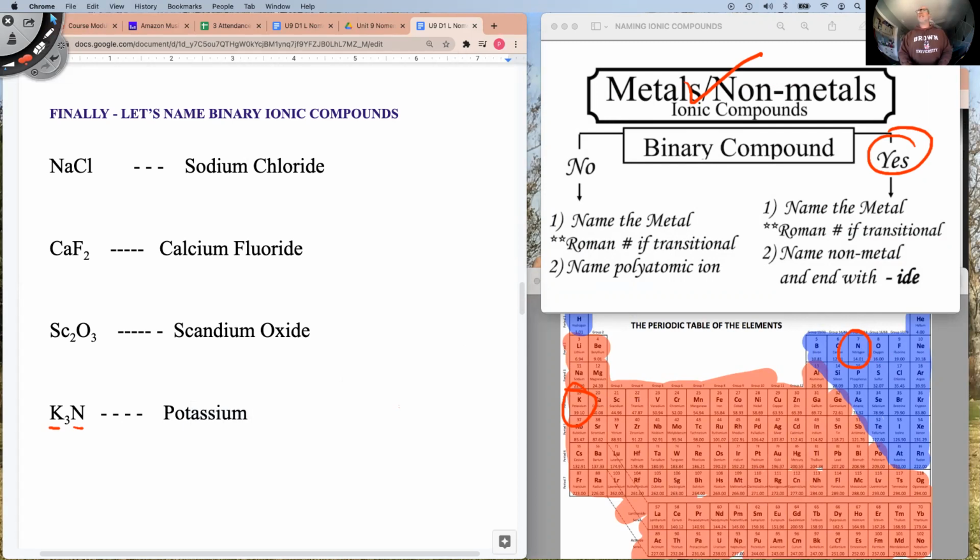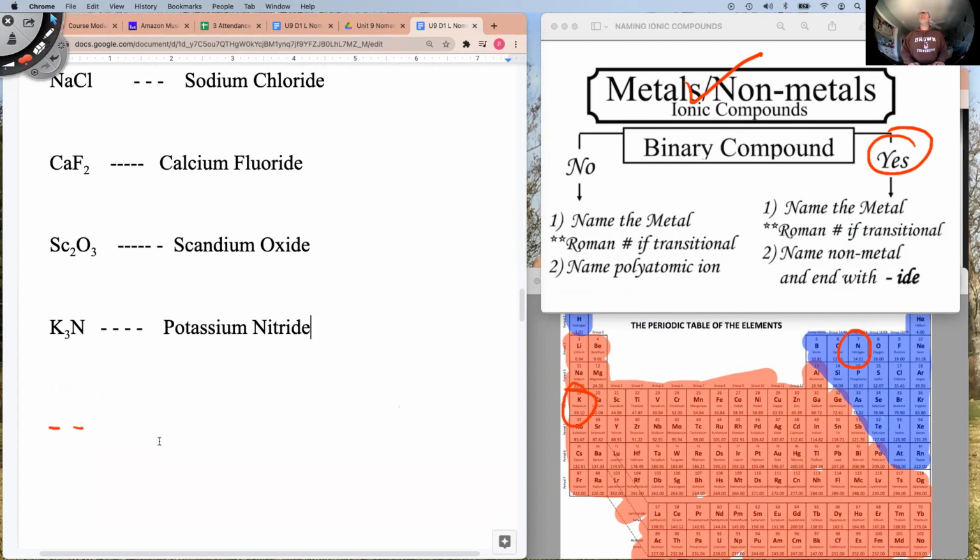And the nitrogen is not, it's called nitrogen, but we call this nitride. And that would be the name, potassium nitride. If you have questions, redo it. I gave a lot of different examples here.